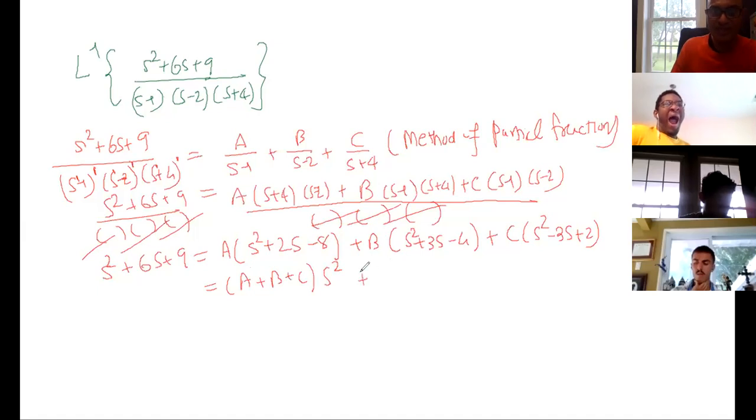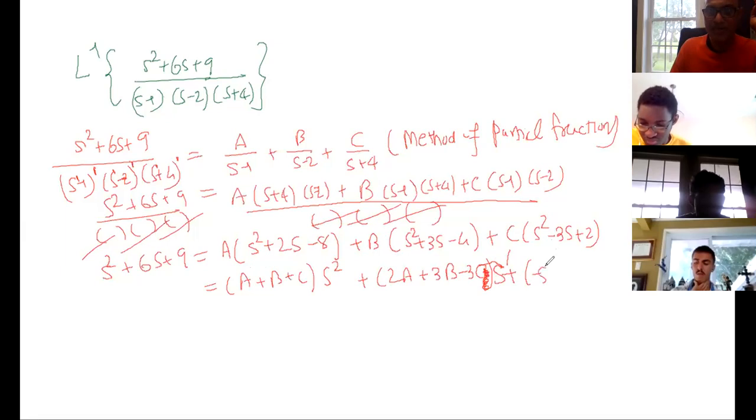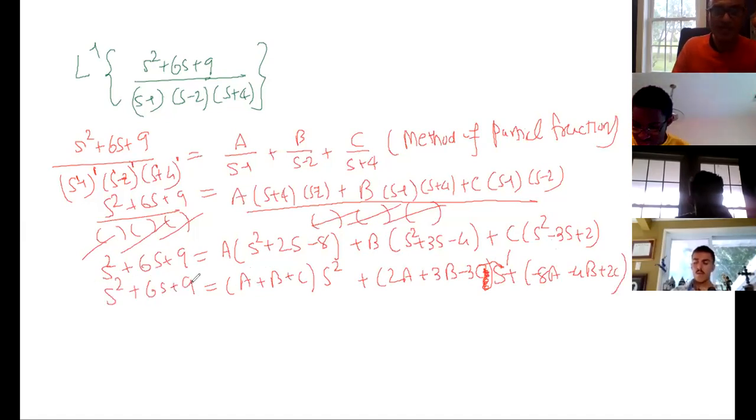it is s squared. Plus I can write 2a plus 3b minus 3c, outside it is s to the power 1. Agree, guys? And plus I have negative of 8a, negative of 4b plus 2c, and bracket complete. And left hand side is s squared plus 6s plus 9.